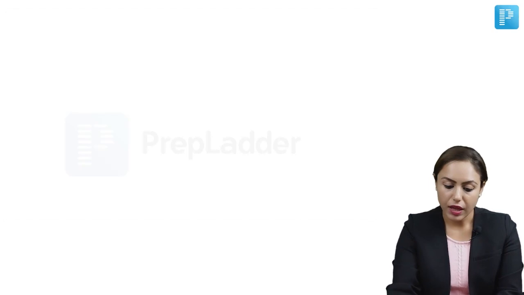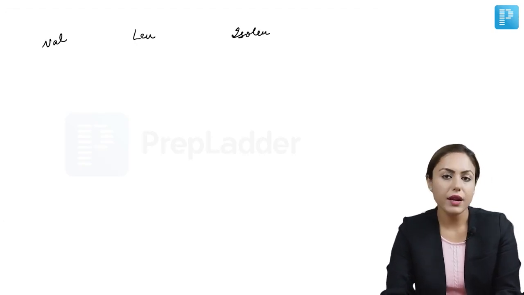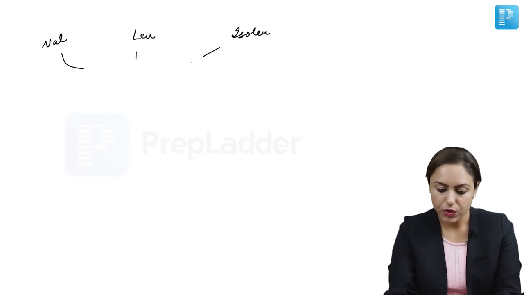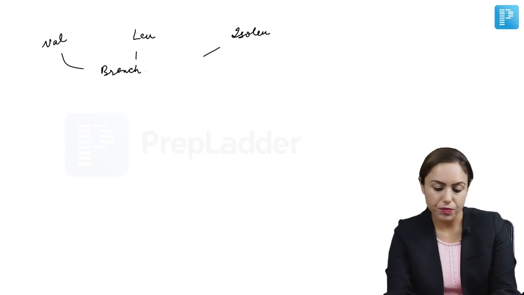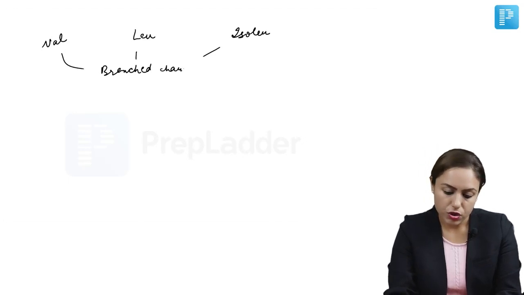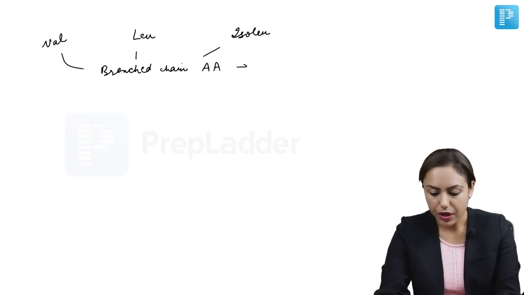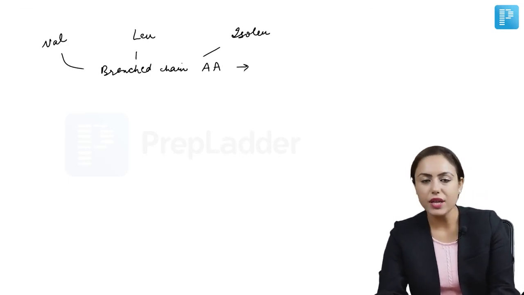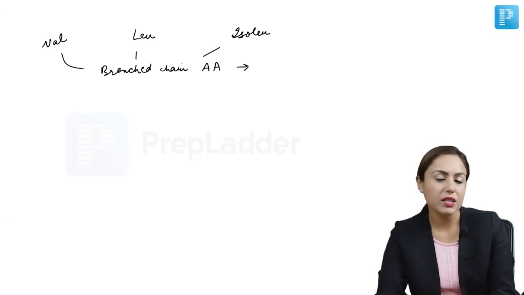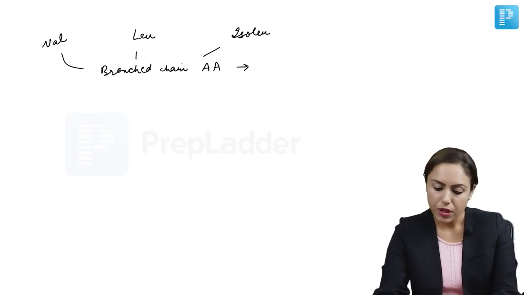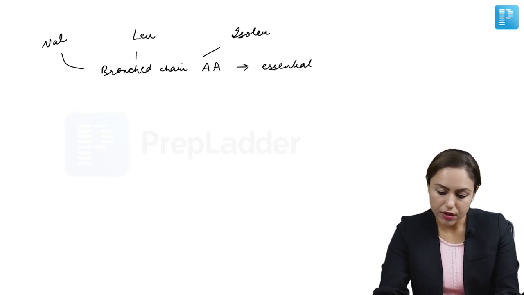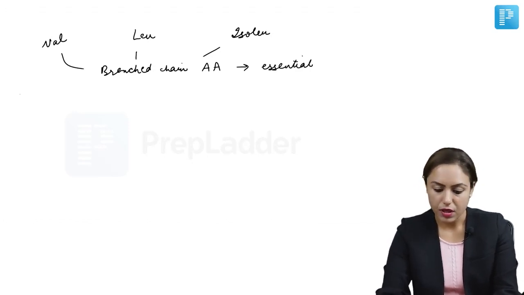Then the next 3 aliphatic amino acids: valine, leucine and isoleucine. Let's take them together because they have a branched chain in the side chain. So they are branched chain amino acids, and branching is a difficult thing. Just take it as an idea. It is difficult to make these 3 amino acids in the body. So they are essential, right?